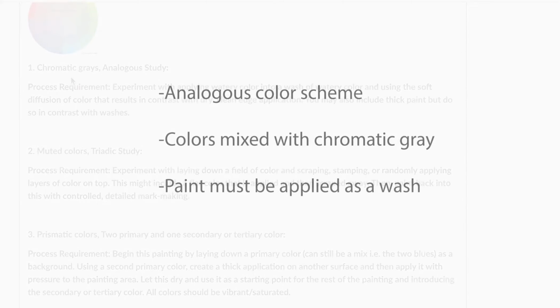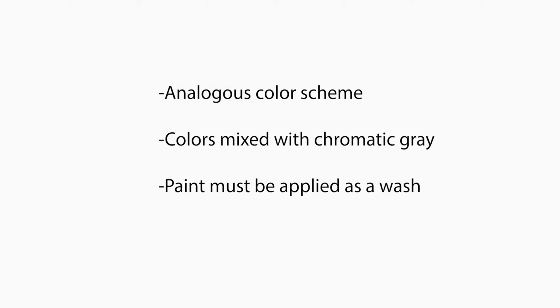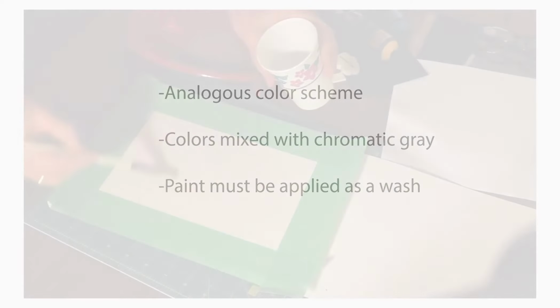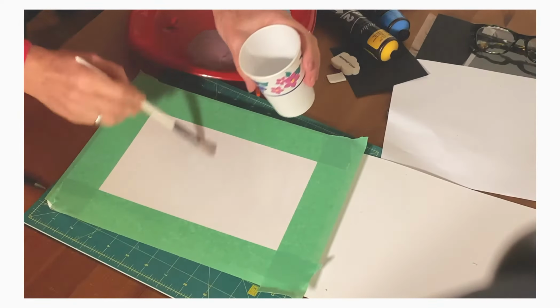And so just remember, there are 3 important things about the first study in chromatic grays. 1, it has to be an analogous color scheme. 2nd, the analogous colors need to be mixed with chromatic grays. And we're talking about mixing analogous colors with gray. And you need to use washes, or however it works for you to water the paint down.